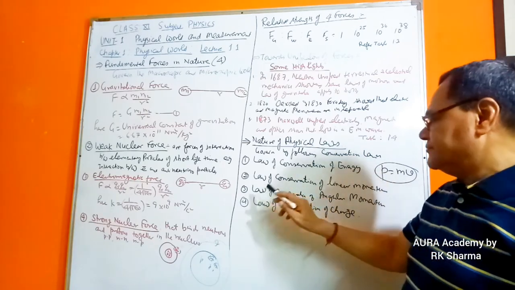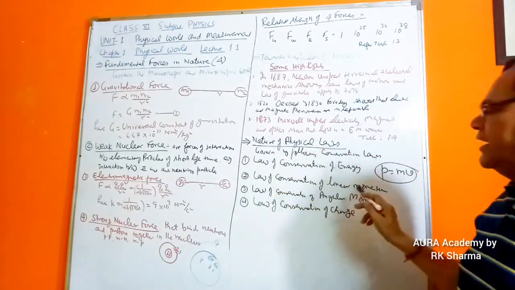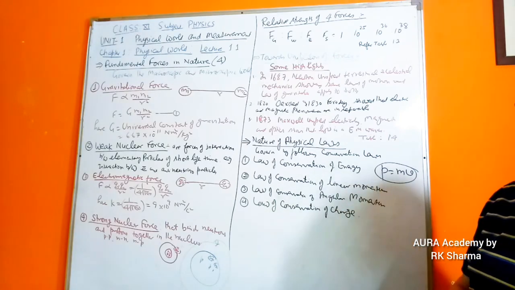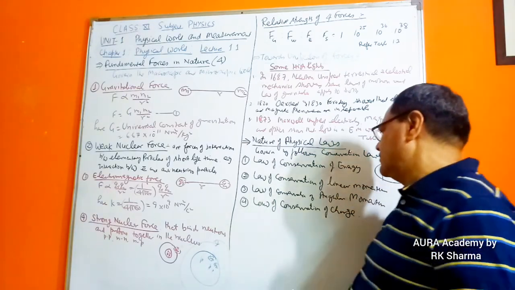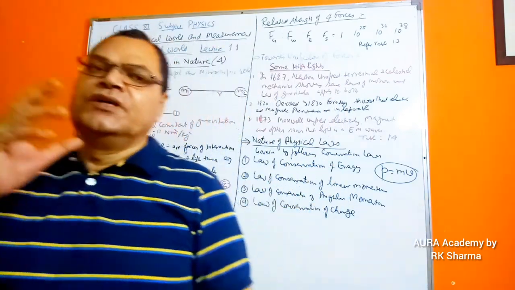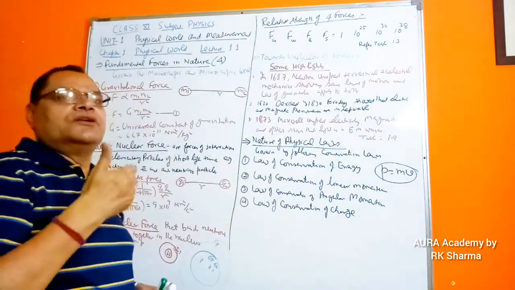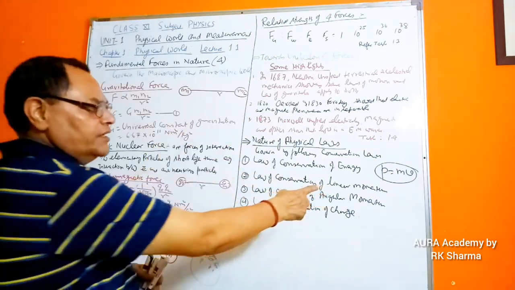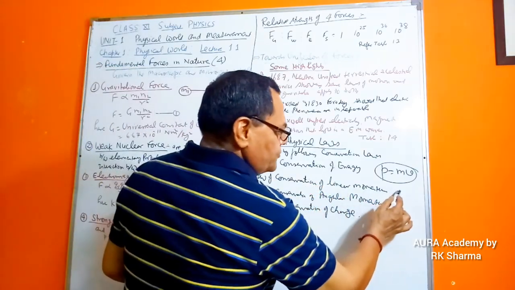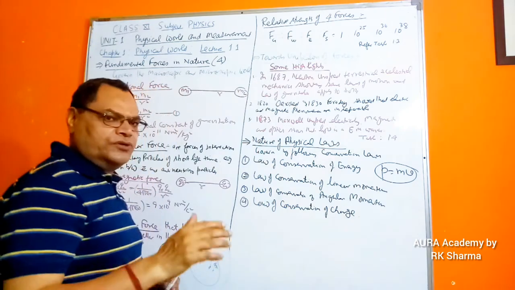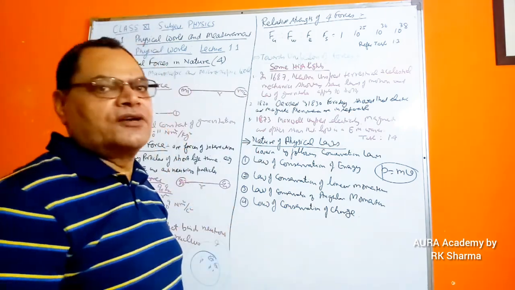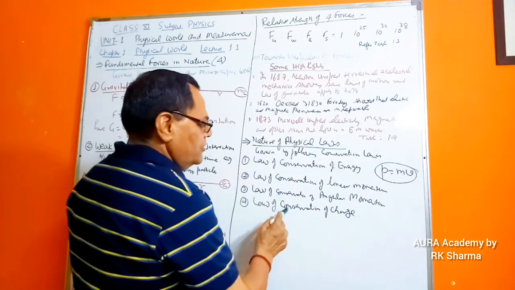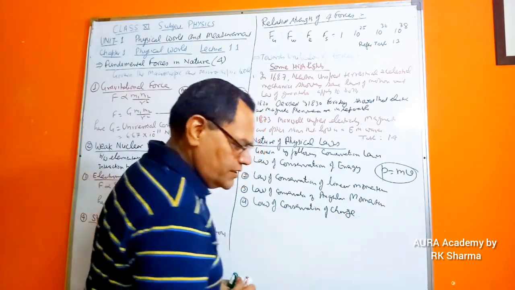Similarly, the law of conservation of angular momentum. Angular momentum basically means the moment of linear momentum. So the total angular momentum of a body under rotation will also remain conserved or constant if no external torque acts on the system. In linear momentum it was no external force, and here we say no external torque. And the last one is the law of conservation of charge.